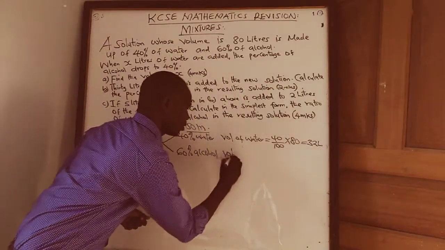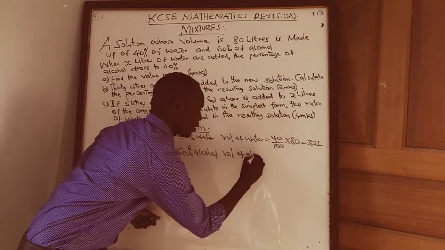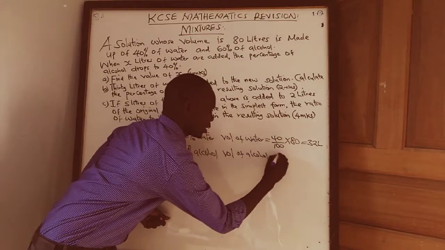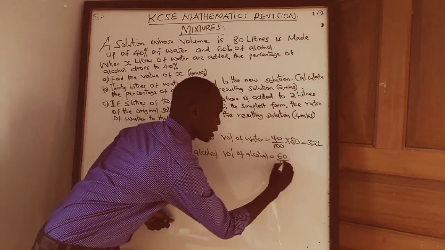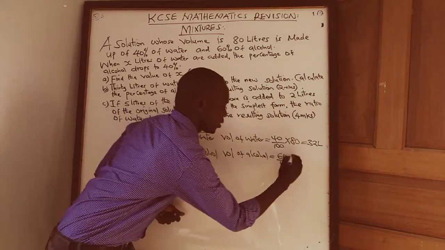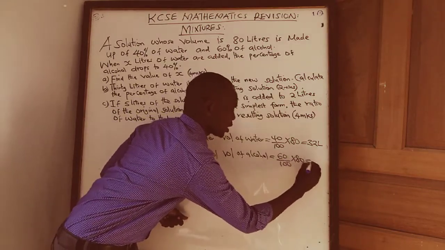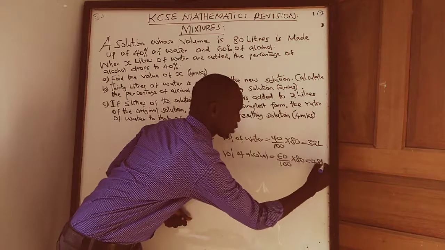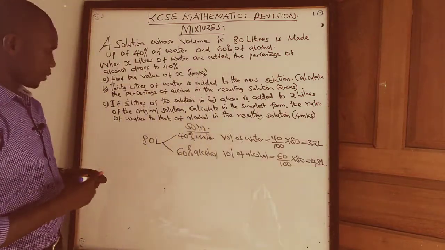And to get the volume of alcohol, we are going to take 60%, that is 60 out of 100. We multiply by 80, and this one is going to give us 48 liters.